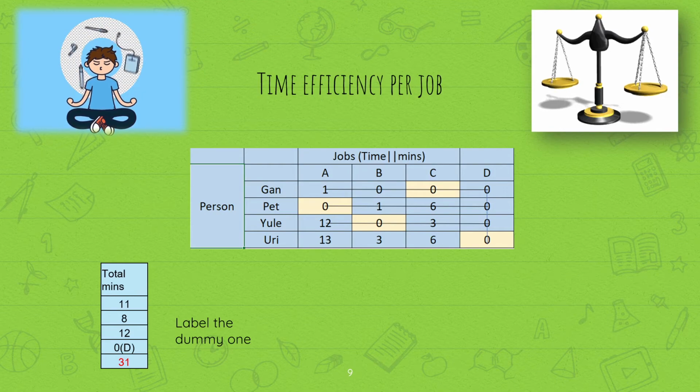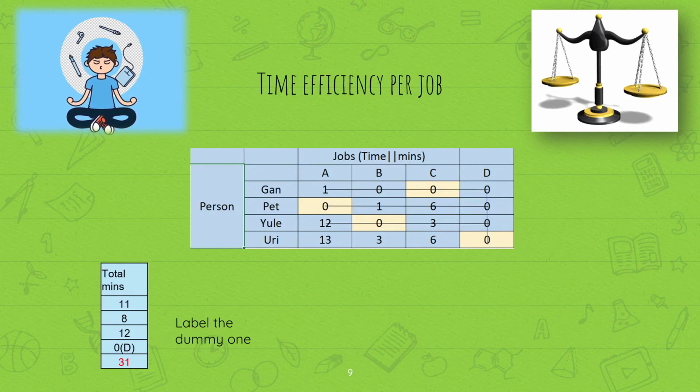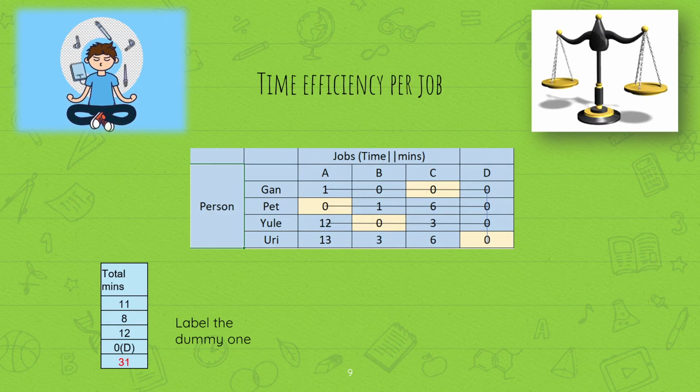You also need to label the dummy one to prevent the use of dummy and to prevent the other dummies from entering the jobs.